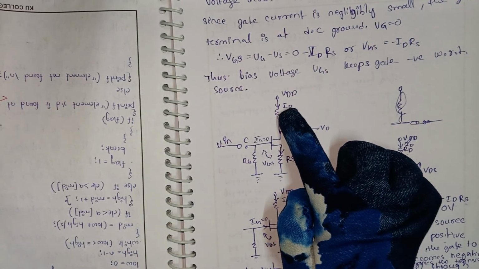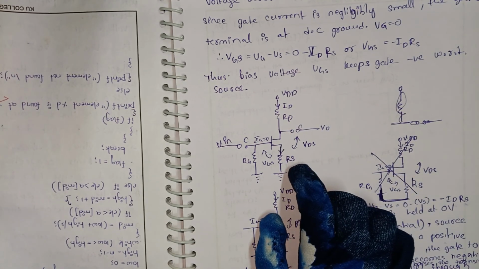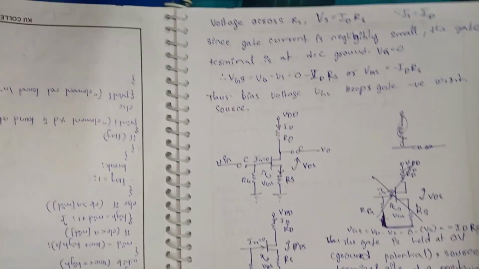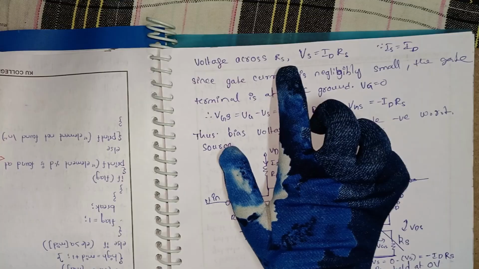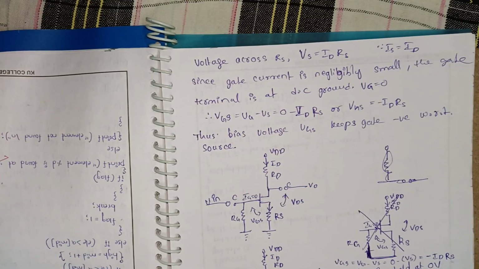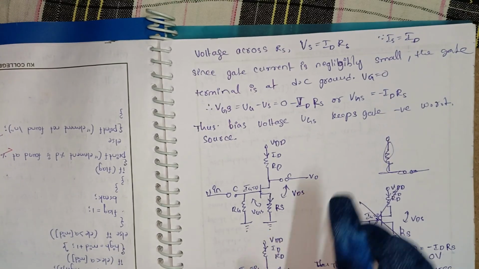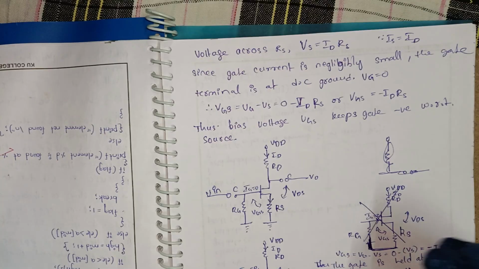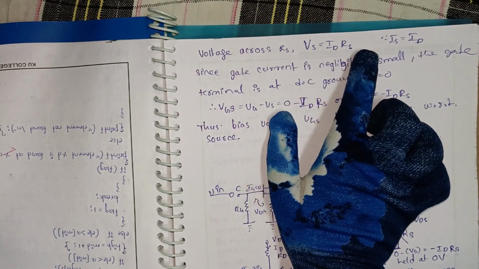Here the DC component flowing through the RS resistor produces the desired voltage. So voltage across RS, VS, is equal to ID into RS. Because we already know IS is equal to ID, actually VS should be IS into RS. We are replacing IS with ID. That's why we got VS is equal to ID into RS.